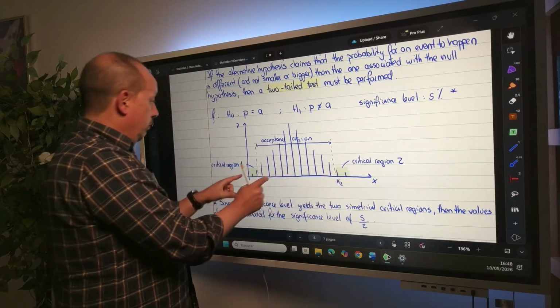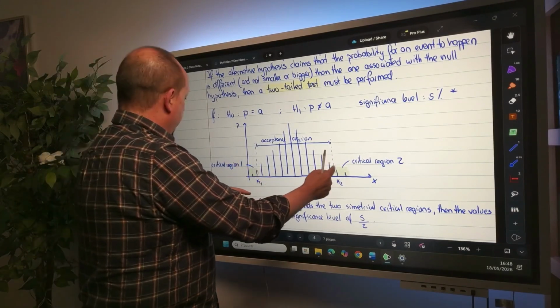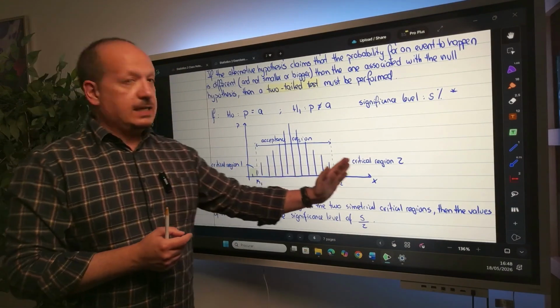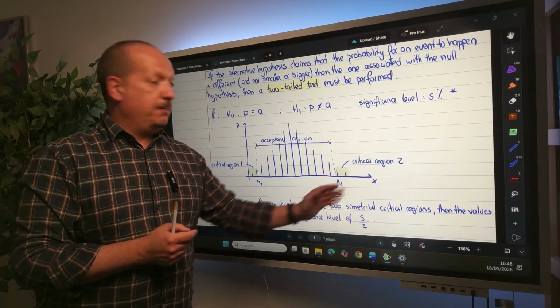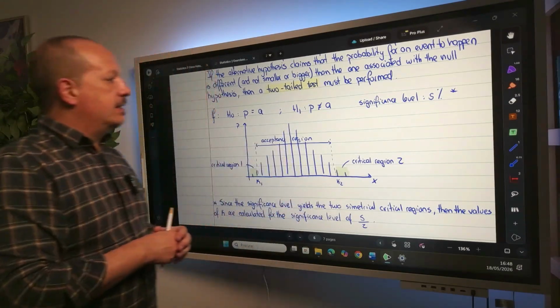So this means that the part here in green is going to be the critical region. You have one on both sides. And everything else, obviously, is the acceptance region.